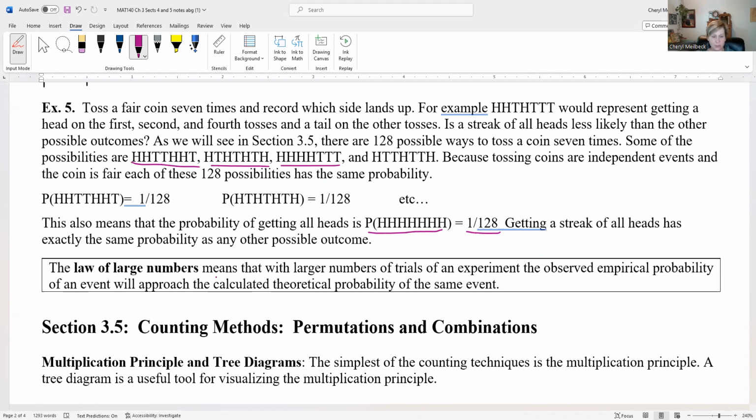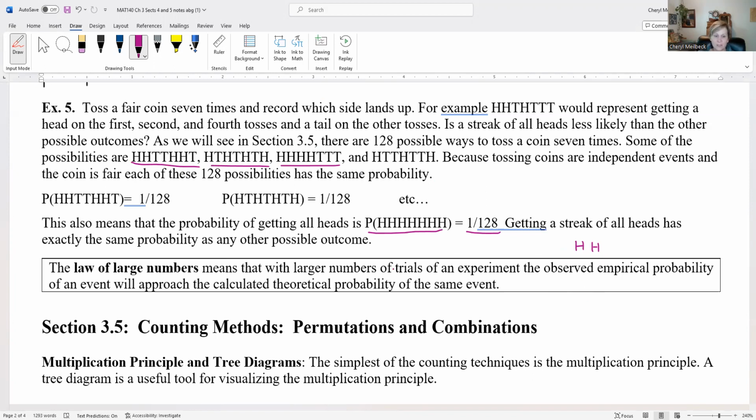Now, the law of large numbers means that with a larger number of trials of an experiment, the observed empirical probability of an event will approach the calculated theoretical probability of an event. So say I toss a coin twice and I get 2 heads. I get a head on the first toss, and then since the second toss is independent, I might just get a head on the second toss also. Now that's not that rare. However, if I tossed a coin 1,000 times and every time it turned up heads, that would be less likely.